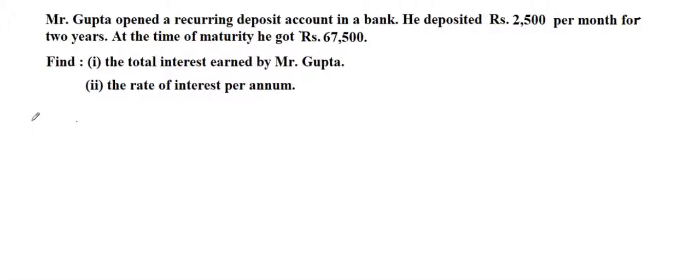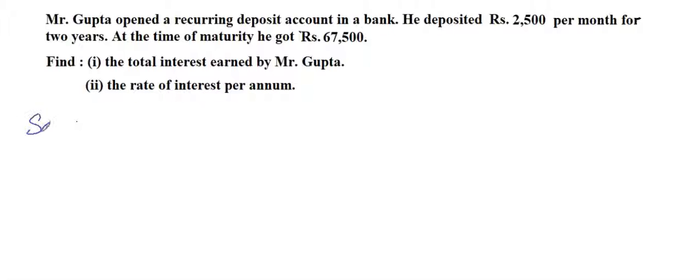Let's solve the question which I have written on the whiteboard. Given Mr. Gupta opened a recurring deposit account in a bank, so he deposited rupees 2500 per month for 2 years. At the time of maturity, he got rupees 67,500. So here we need to find the total interest earned by Mr. Gupta as well as the rate of interest per annum.